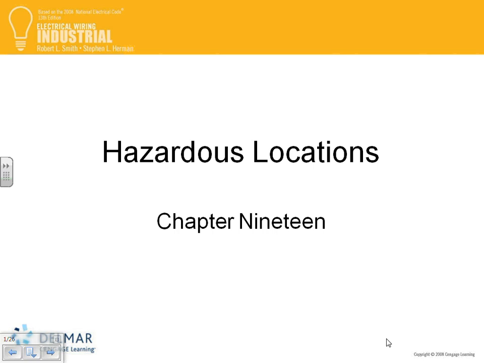Now we know the locations. We're going to talk about how to wire in these locations. The reason they shifted them into Article 500, guys, is that they are special locations and they need special attention when we wire in these places. Any question, guys, about this first? The worst of the worst is Class 1 Div 1. If you have a piece of equipment that can work in a Class 1 Div 1, it will work anywhere else, because that's the worst of the worst.